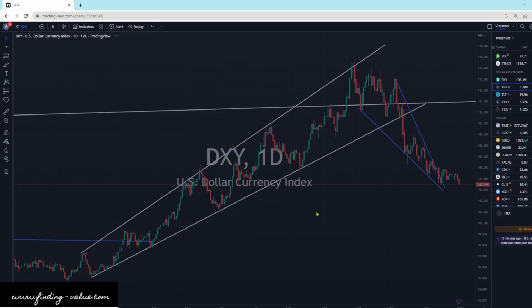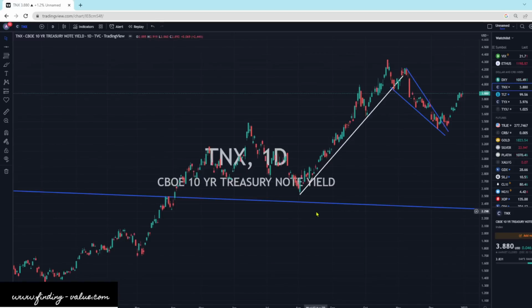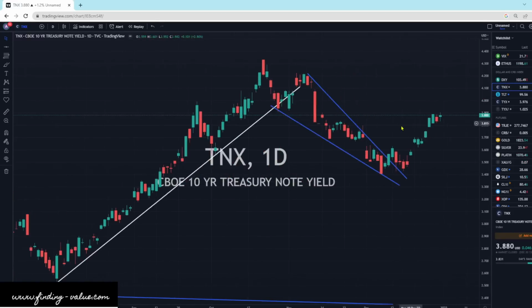The 10-year yield is up 1.2%, so dollar down, yield up. And there's the yield going higher there. It is not a reversal candlestick or anything. The uptrend is still intact at this time.